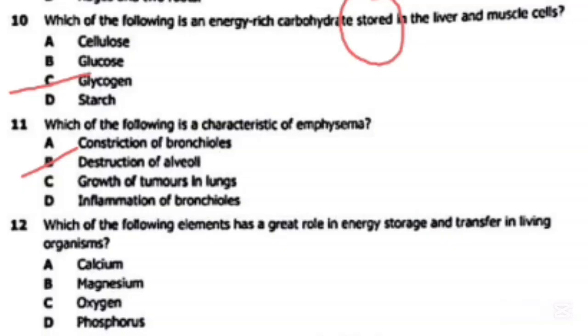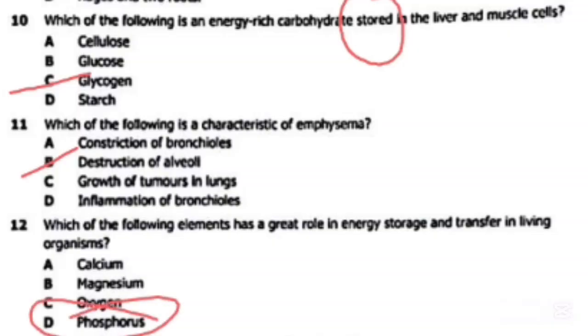Question 12. Which of the following elements has the greatest role in energy storage and transfer in living organisms? So they're asking us, among these nutrients, which has the greatest role in the energy storage? We know that the energy storage is known as the ATP, adenosine triphosphate. So adenosine triphosphate is made from phosphorus, like the name says. It is made up of 3 phosphate molecules, not the other one.